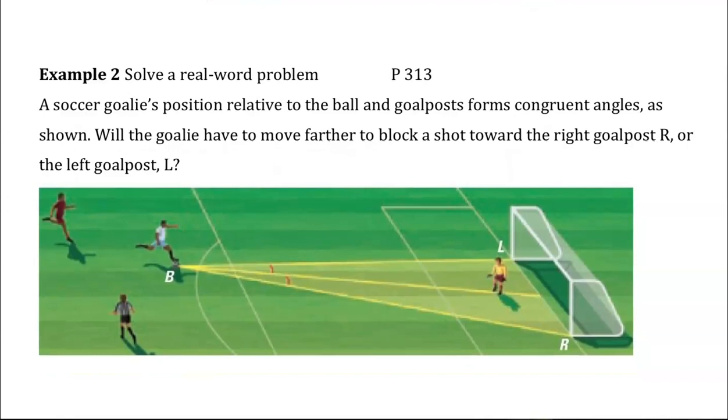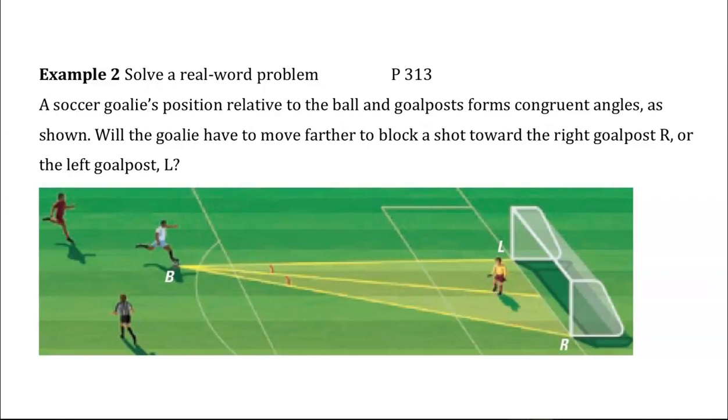Okay, here's example 2. A soccer goalie's position relative to the ball and goalpost forms congruent angles as shown. Will the goalie have to move farther to block a shot toward the right goalpost R or the left goalpost L?